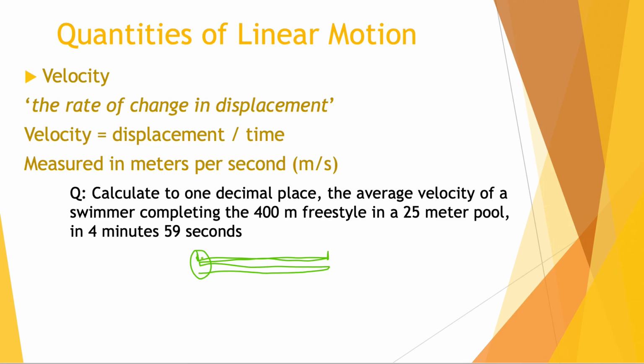That means after 200 meters, we're going to be back to where we started, and after 400 meters, we're going to be back to where we started. So displacement in this is going to be 0, okay? The time we need to calculate in seconds. We can't put 4.59 in because time is measured in seconds. So 4 minutes and 59 seconds is actually 299 seconds. But 0 divided by anything is just going to be nothing, okay? So if in a displacement question your athlete is finishing where they started, the answer must be 0, because 0 divided by anything is 0.